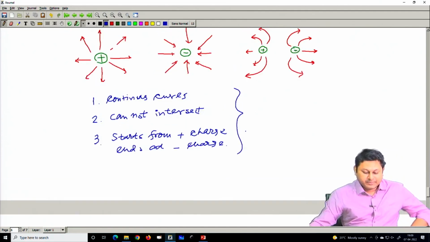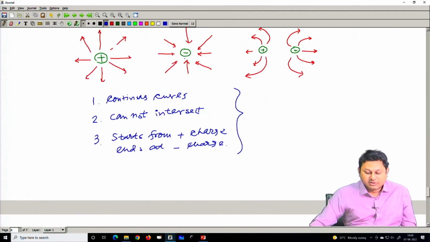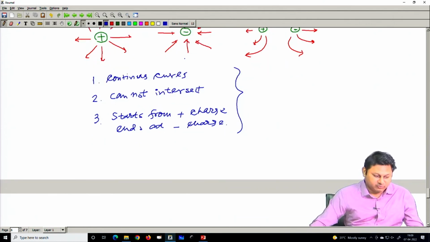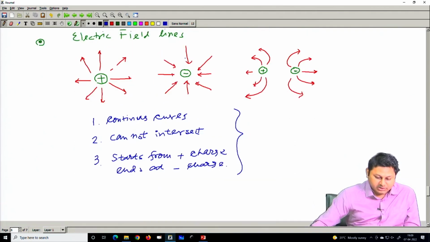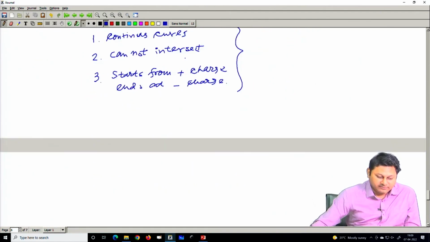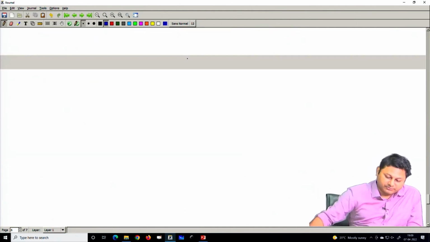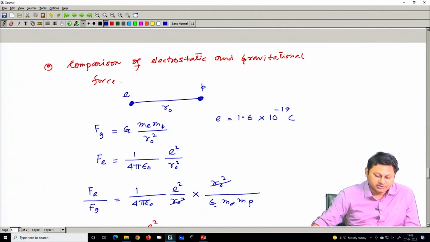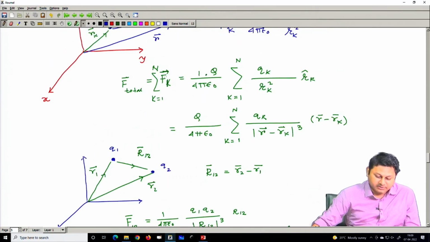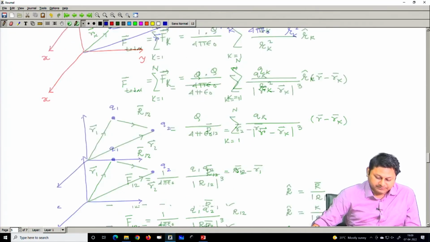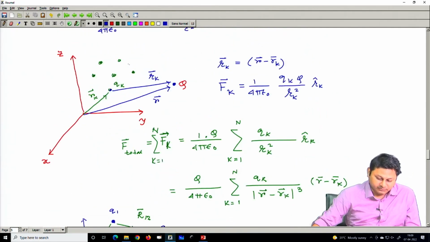These are continuous curves; they will not intersect, and they start from the positive charge and end at the negative one. Okay. So, I already mentioned that when we have the electric field, the force in Coulomb's law, when we discussed today, there is a superposition, and we have the total force, that is a superposition of all the forces.